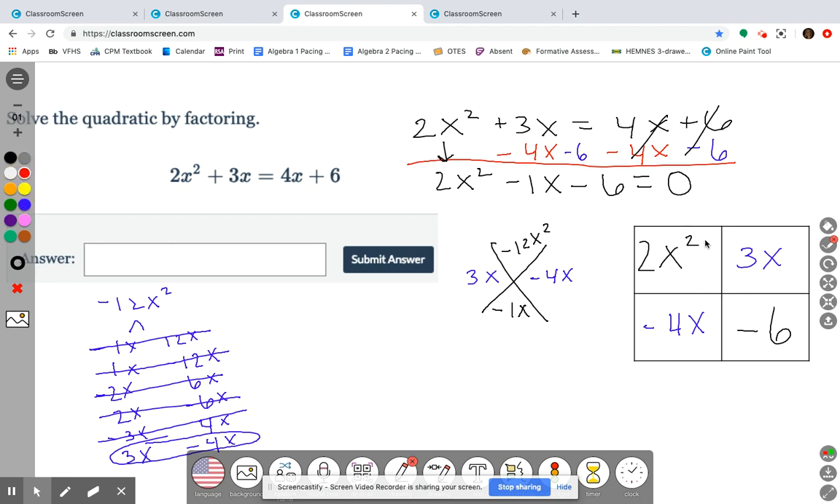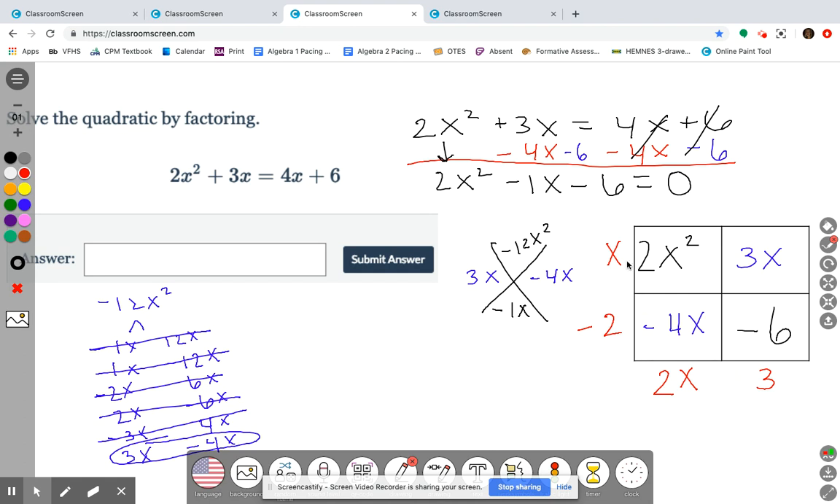Once we have our generic rectangle completely filled in, we're going to look for the GCF of each column and row. So this top row, 2 and 3 aren't divisible by anything, but they both have an x. This bottom row, negative 4 and negative 6, they're both negative. They're both divisible by 2. This top first column, they're both divisible by 2. They both have an x. And this last column, they're both divisible by 3.